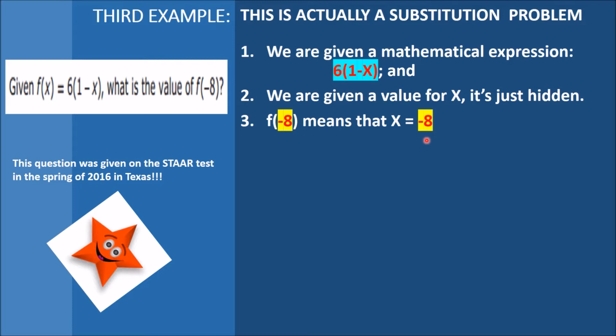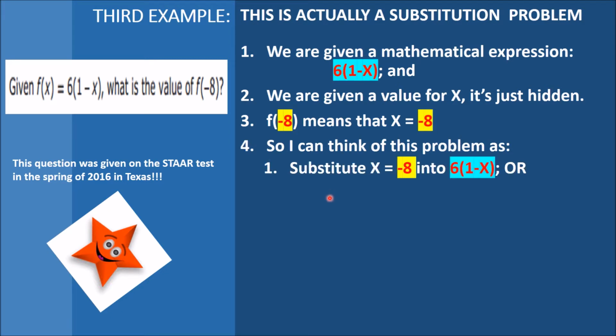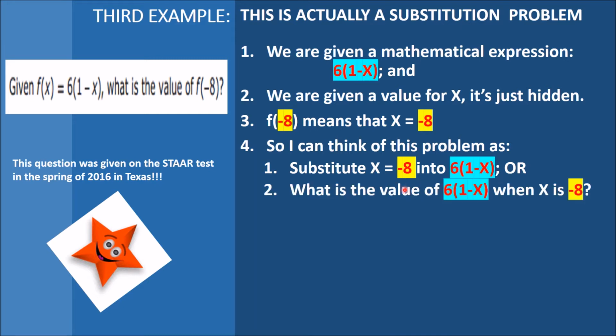So just like the last two problems, I'm given a constant value, in this case negative 8, and I'm also given the mathematical expression, 6 times 1 minus x. Another way of saying this problem is substitute x equals negative 8 into 6 times 1 minus x, or we could also say, what is the value of 6 times 1 minus x when x is negative 8? No matter how we say it, all we're doing is taking that negative 8 and substituting it in for x.